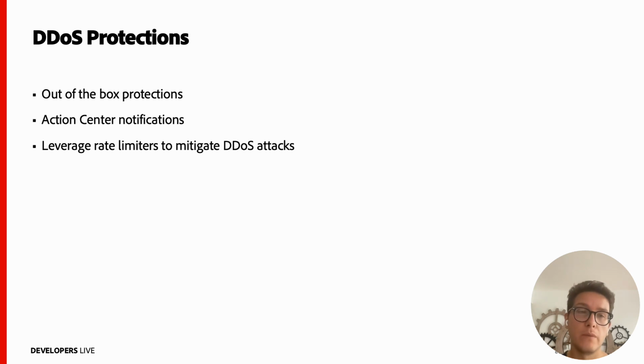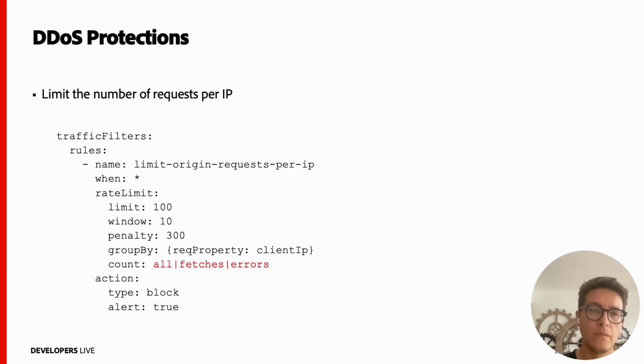What you can do in order to protect your environments against DDoS attacks is to leverage the rate limiter feature from the traffic filter rules. Here we have an example of how you would limit the number of requests per IP. As you can see, it's super simple. You will define a normal traffic filter rule where you will add a rate limit property that contains some sub-properties. The first one, limit, goes with window, which is basically the average number of requests for which the rate limiter would kick in.